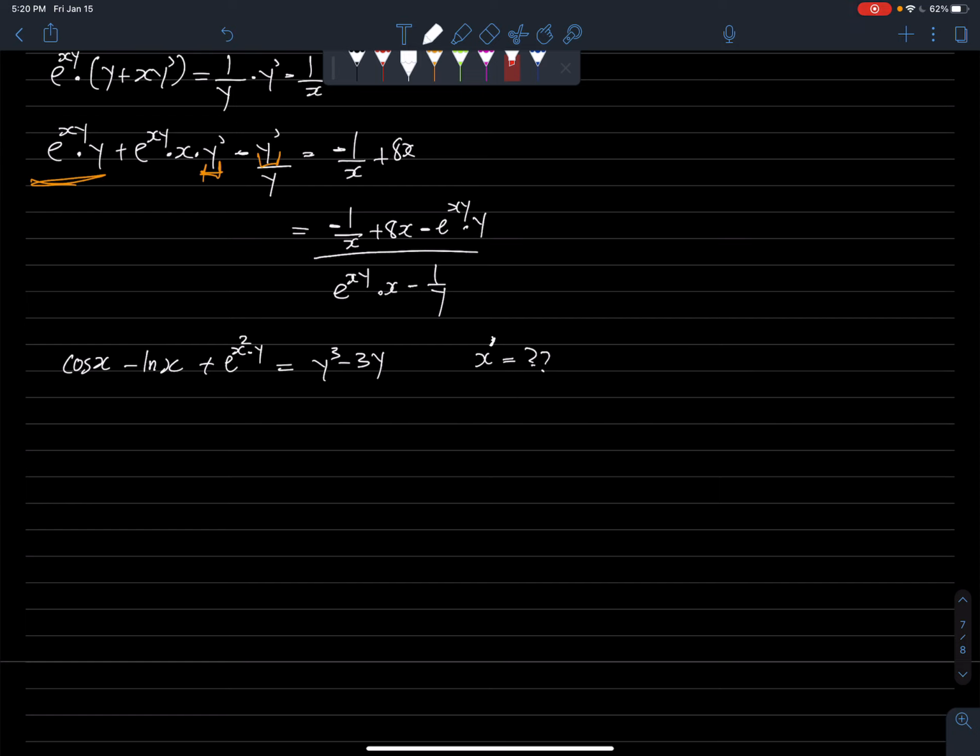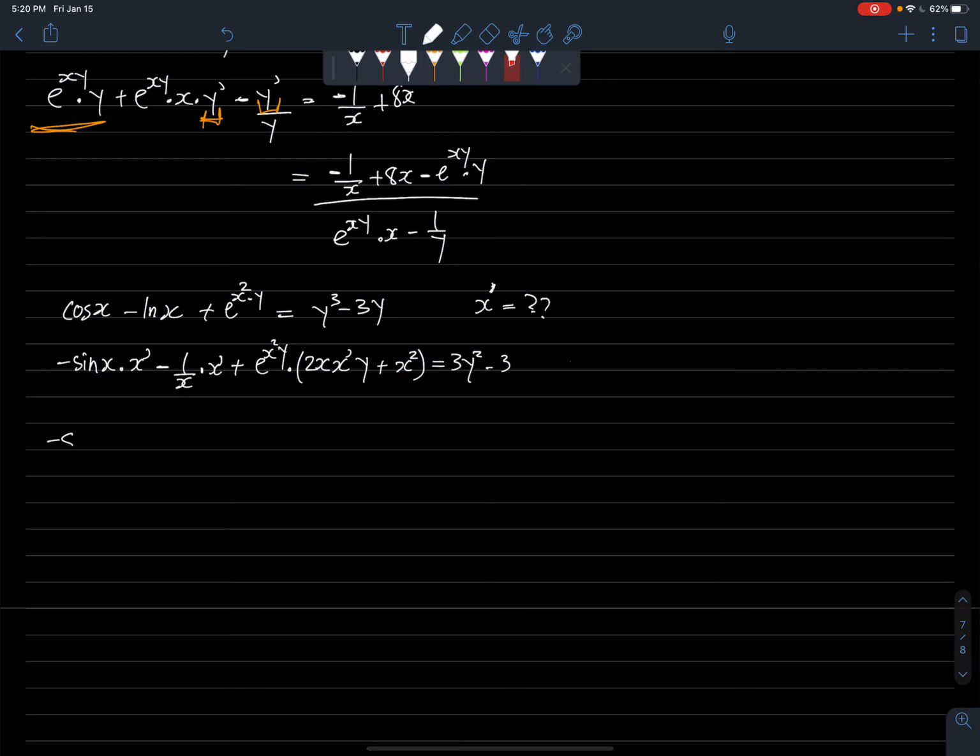Now, whenever you differentiate x, you multiply it by x prime, right? So this would just be negative sine x times x prime minus 1 over x times x prime plus e to the x squared y times the derivative of x squared y, which is just going to be 2x times x prime times y plus x squared, right, is equal to 3y squared minus 3. And then you just isolate for x prime, right? We can do it actually.